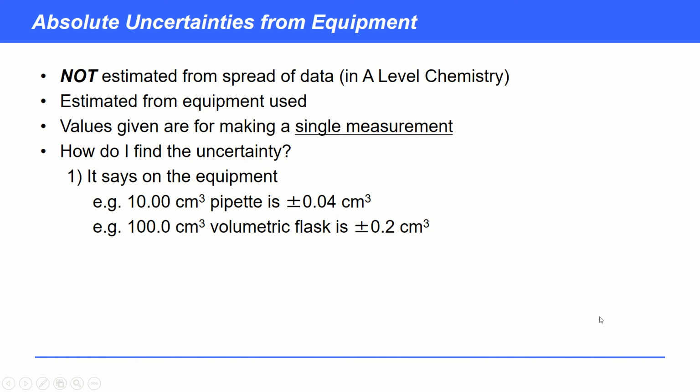So how can I find the uncertainty? Well, the first thing to look for is to see if the equipment actually says on it what the uncertainty is. So for example, a 10 centimetre cubed pipette will say its uncertainty is plus or minus 0.04 centimetres cubed. A 100 centimetre cubed volumetric flask may have an uncertainty, as some that we used in school, of plus or minus 0.2 centimetres cubed. So first thing to do is to look on the equipment.